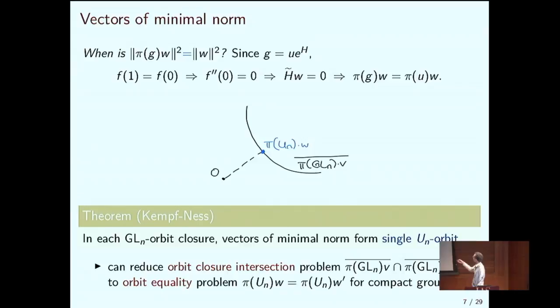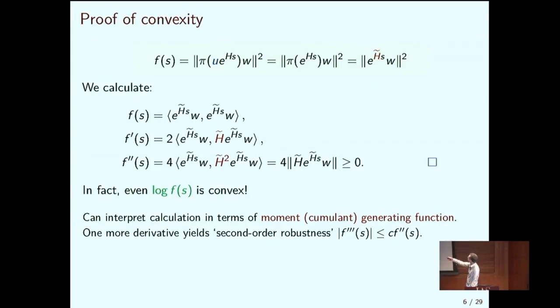So we have this. But now the second derivative was basically just applying this Hermitian operator h tilde to e to the hs tilde times w. But if s is 0, this exponential goes away. So really what we are saying is that when we apply this infinitesimal action, this h tilde to w, we just get a 0 vector. It's the norm square 0.